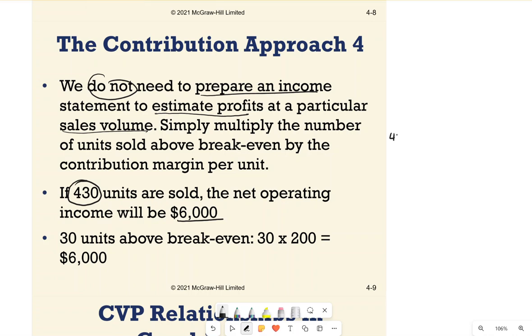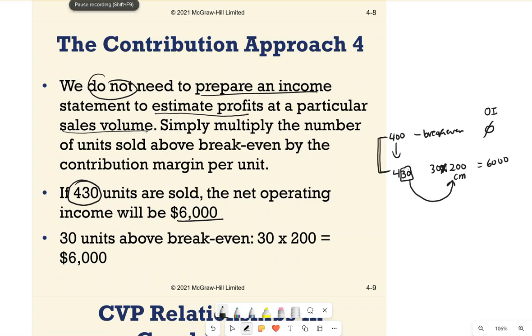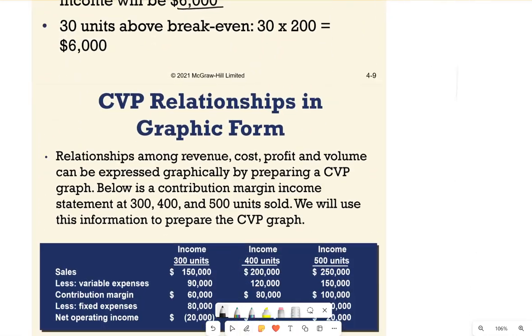We know that our break even was 400 units. We did not make any money. So we wanted to sell 430 units. The difference in units is 30. 30 units multiplied by our contribution margin per unit gives you 6,000. So your operating income will increase by 6,000 if you sell an additional 30 units, since the contribution margin per unit is 200.